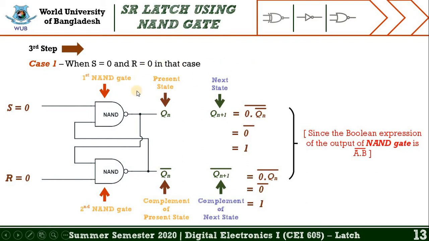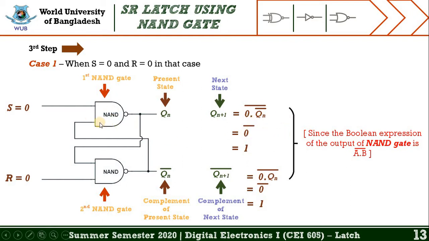So case one represents when S is equal to 0 and R is equal to 0. In that case, what do we find in the next state as well as in the complement of the next state? So let's start. If we place S equal to 0 and R equal to 0, then we may find the next state is 0 and not QN, whole bar.